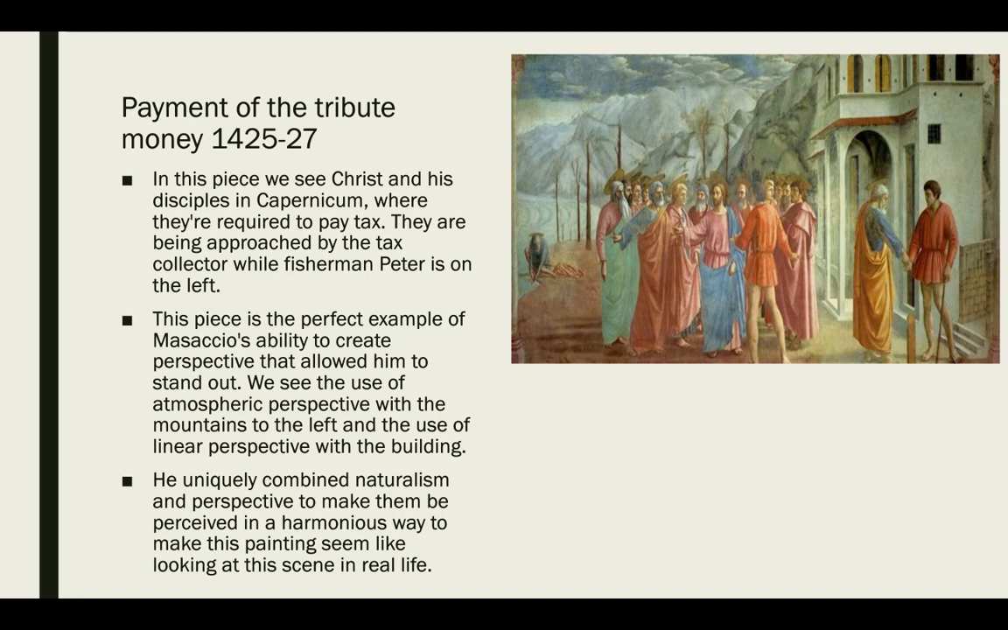This piece is a perfect example of Masaccio's ability to create perspective that allowed him to stand out from other artists. We see the use of atmospheric perspective with the mountains on the left, and the use of linear perspective with the building on the right. He very uniquely combined naturalism and perspective to make them be perceived in a harmonious way, to make this painting seem like looking at the scene in real life.